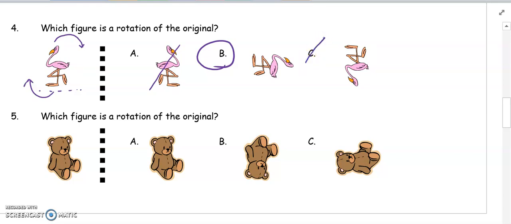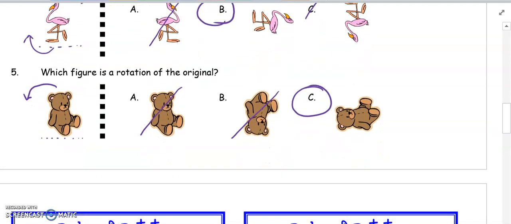All right, looking at number 5, I have my original. Part A is in the exact same direction, so A is an example of a translation. B, if I reflect it over that dotted line, I would have B, so B is a reflection. And then C, if I tip the teddy bear on its side, C is going to be my rotation.